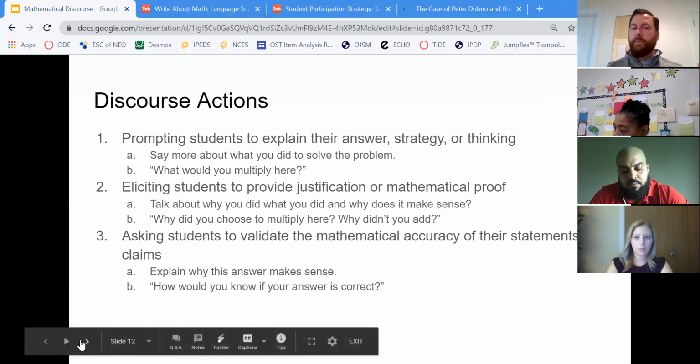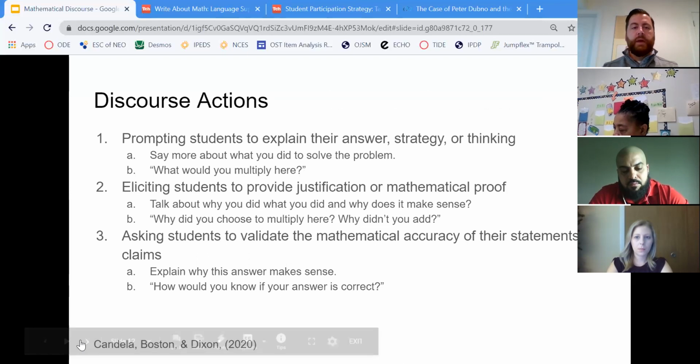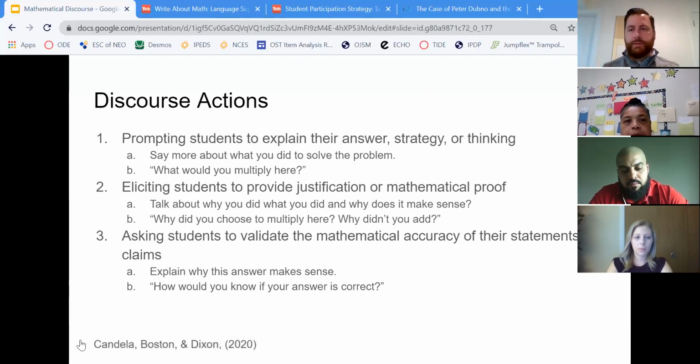A couple of things I'd want you to reflect on while we're working through some of this content are what we call discourse actions. This was in a very recent periodical from NCTM called Learning and Teaching. Here I have a copy. I'm a member of NCTM, so this comes in the mail to me. A really great article from Candela, Boston, and Dixon talks about specific actions that you take when promoting discourse.